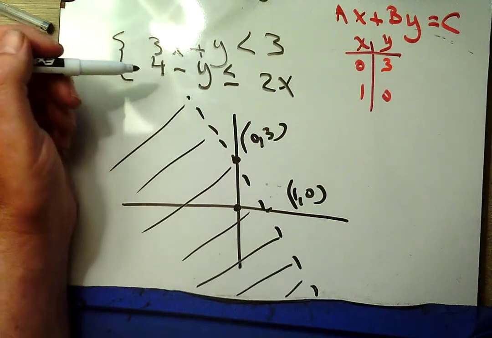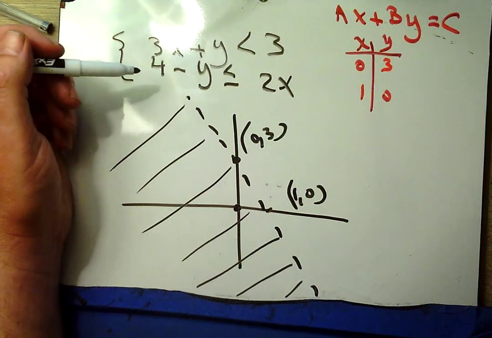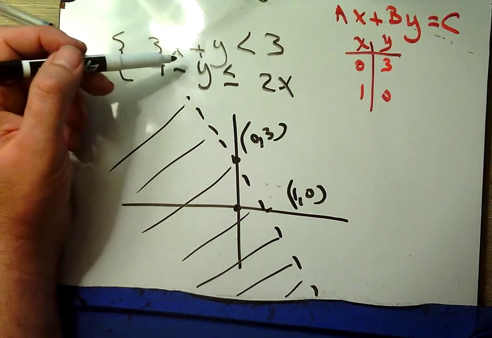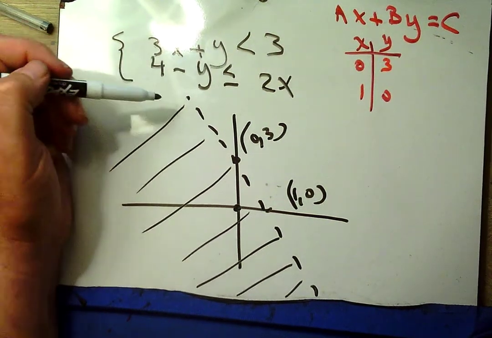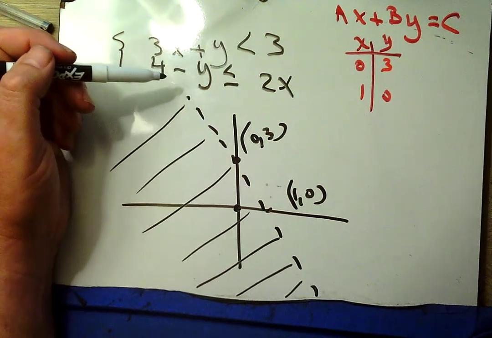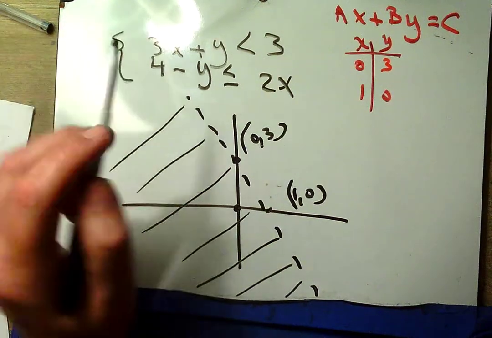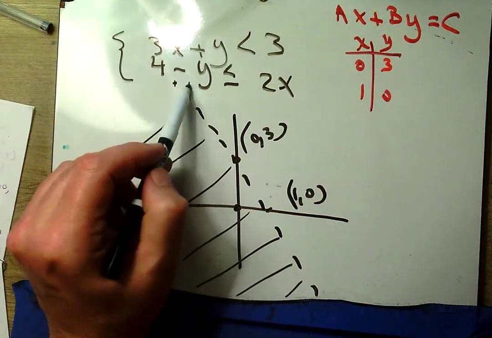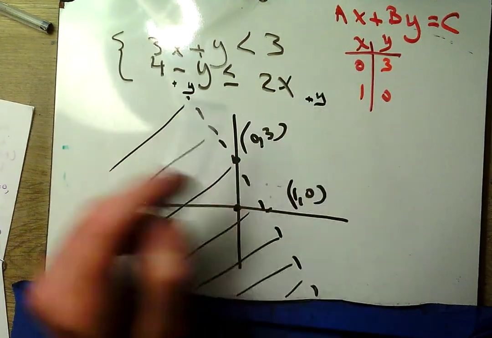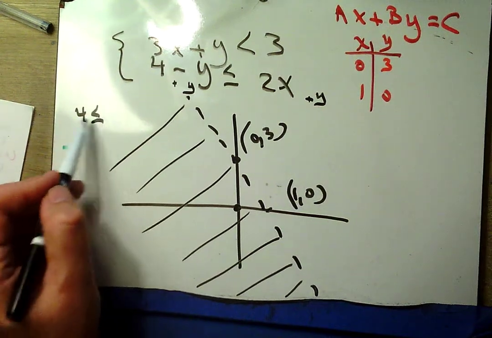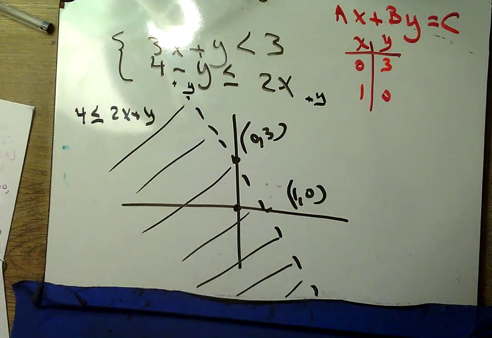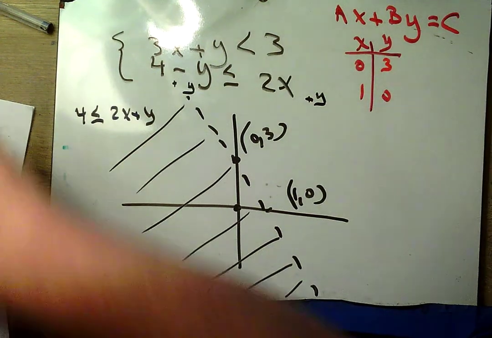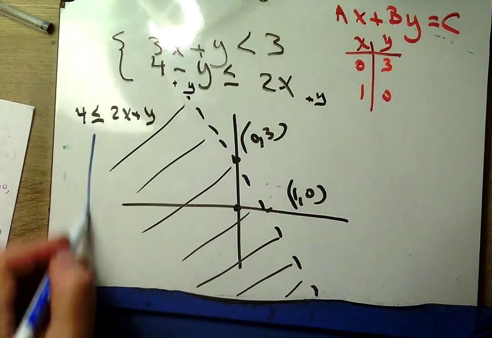Well, I kind of don't want to do the intercepts here. I kind of want to get this in y equals mx plus b. But how about this? Let's compromise. I'll add y to both sides. And now I'll have 4 is less than or equal to 2x plus y. Oh, okay. Well, I feel like I can do that.